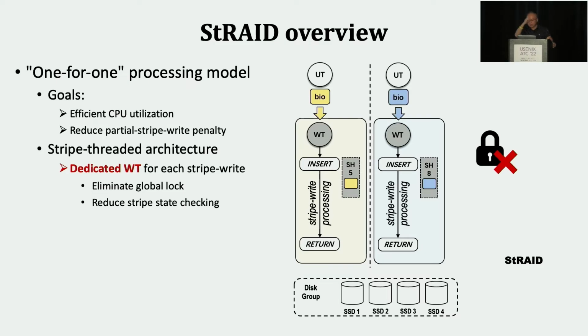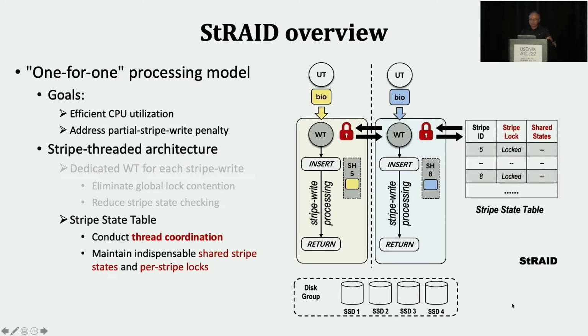Because a dedicated worker thread handles a stripe exclusively, we have now described the first goal. However, how to achieve the second goal is not trivial. There's also an issue of how StRAID coordinates multiple worker threads.